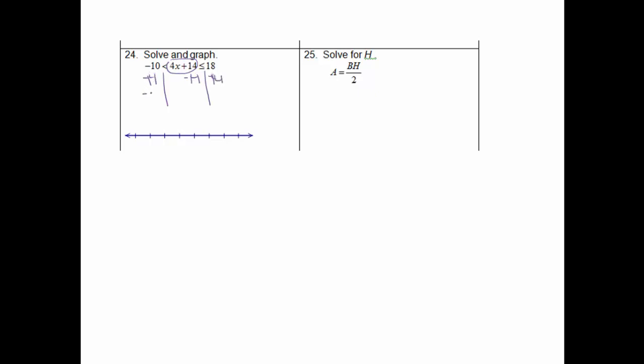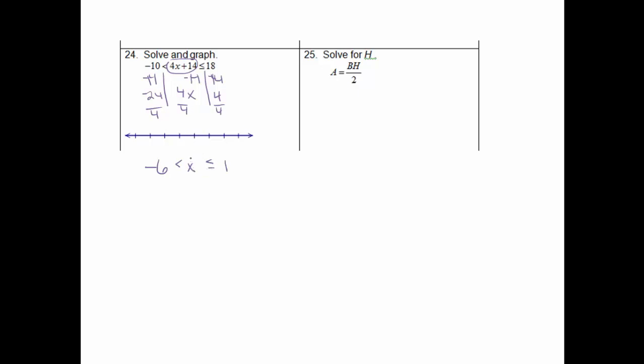Negative 10 minus 14 is negative 24. I'm still left with 4x in the middle. 18 minus 14 is 4. I'm next going to divide everything by 4 to get that x all by itself. So I'll get negative 6. I still have x in the middle. I have 1 on the outside. I did not divide by negative, so I simply just need to bring down those 2 signs. So that is my answer.